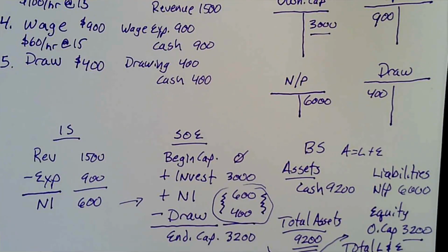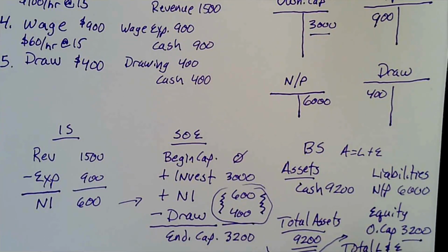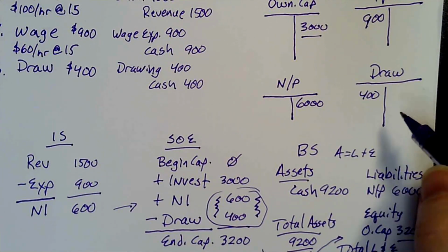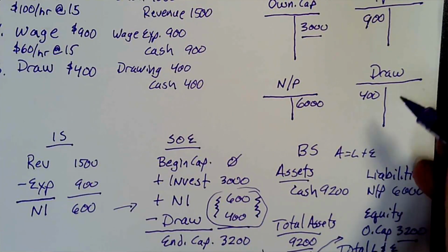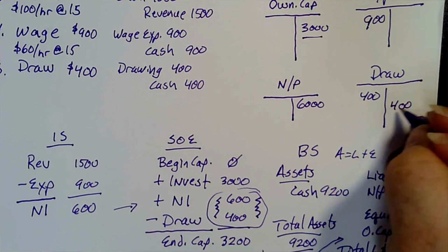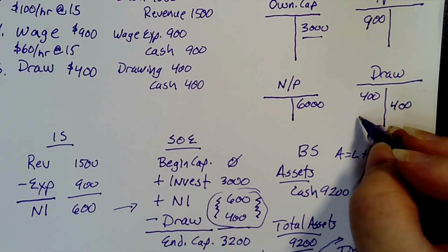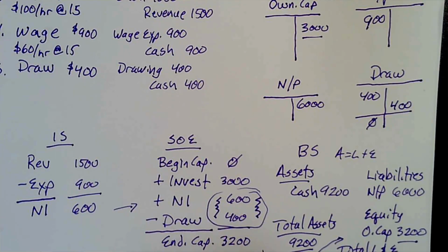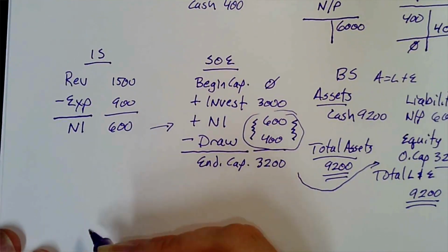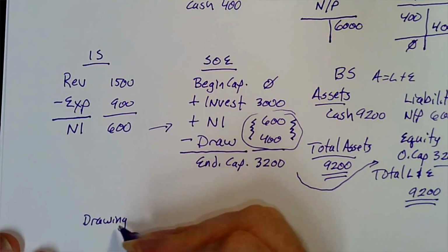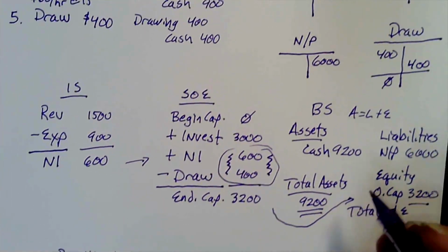Well, let's do the easy one first, which is drawing. If we wanted to take the drawings and make this account zero, well, it's got a debit balance. And so in order to make it zero, I have to credit it, and that will bring it to zero. Well, a credit to drawing, let me put that down here. A credit to drawing, 400. Now, where are we putting that?